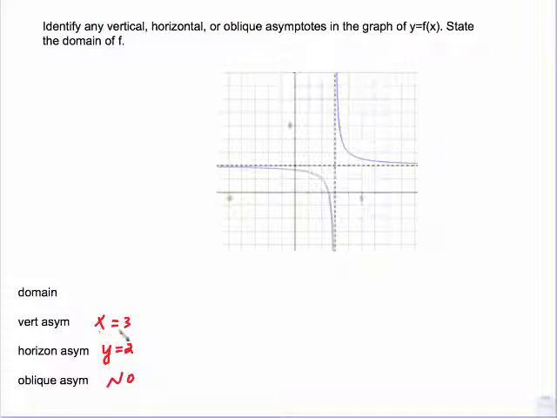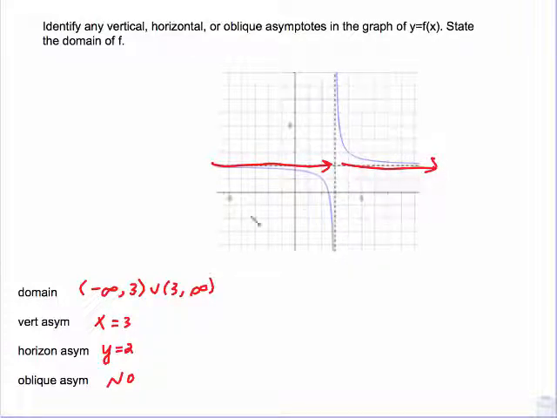And now that I have the vertical asymptote, I can do the domain. It is negative infinity, right on up to 3, union with 3 to the other side. So our domain is coming in from negative infinity all the way up to this wall, if you want to think about it, at 3, and then it picks up again from 3 going to the right.